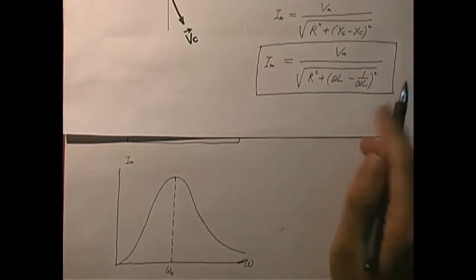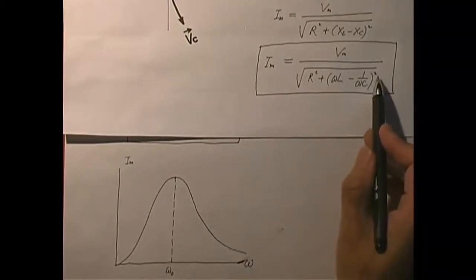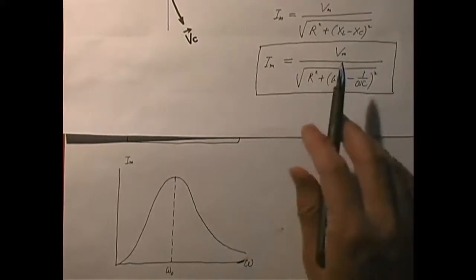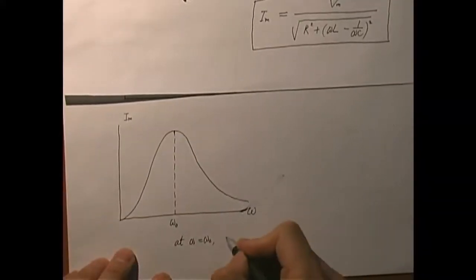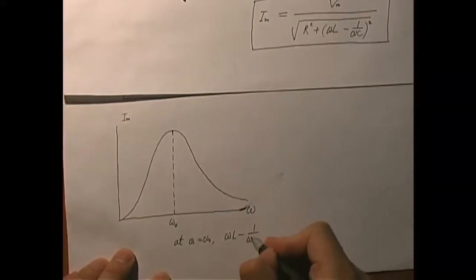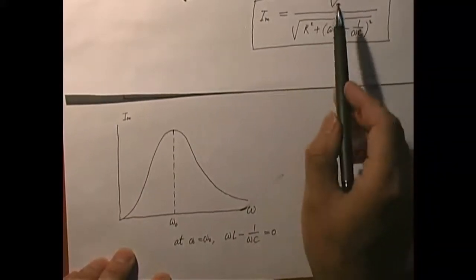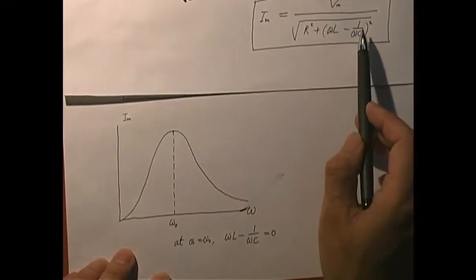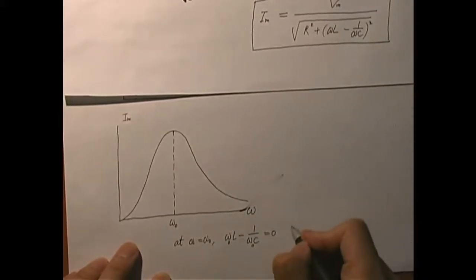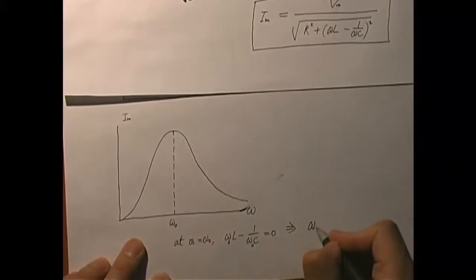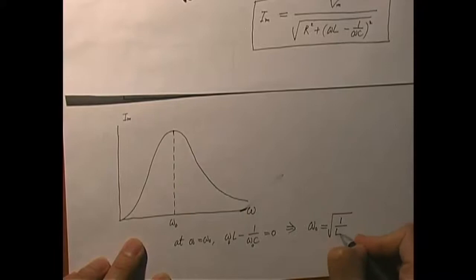That happens when you set this quantity to be what? Don't forget there is a square, so the best thing you can do to make it as small as possible is to make it 0. So at omega equals omega naught, we have omega L minus 1 over omega C equals 0. That makes the denominator as small as possible, so I maximum will be the greatest value. You can solve for it, and you find something you're familiar with already: omega naught equals 1 over the square root of LC.